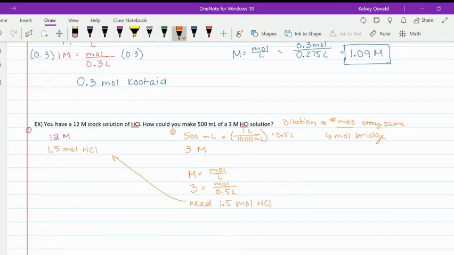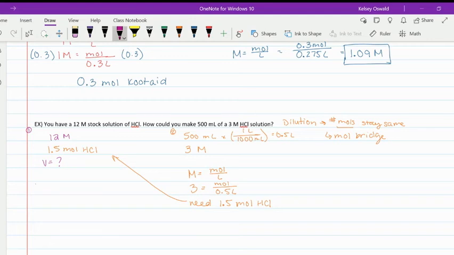We just need to find what volume of that stock solution contains 1.5 moles. Because to make our desired solution, we need 1.5 moles of HCl. We're going to get that from the 12 molar stock solution. So we need to find what volume of that 12 molar stock solution contains the 1.5 moles of HCl.